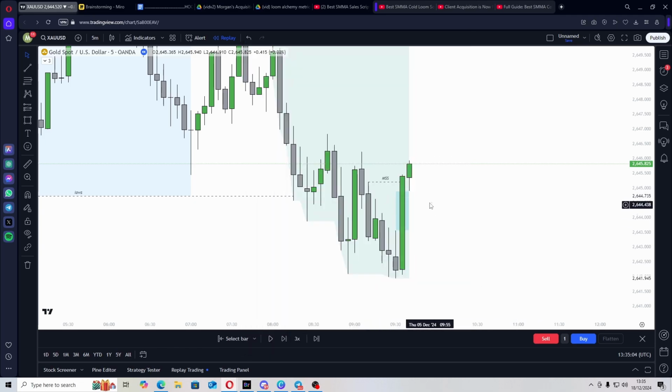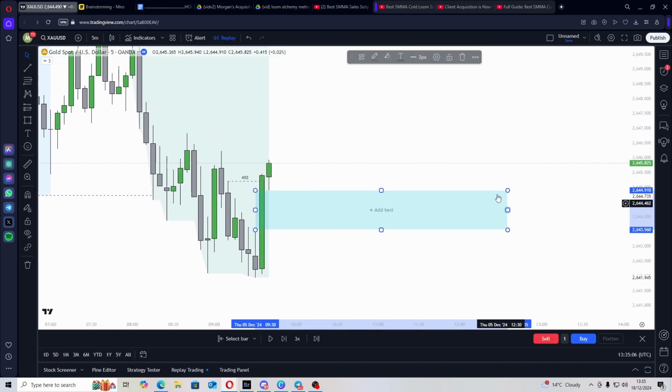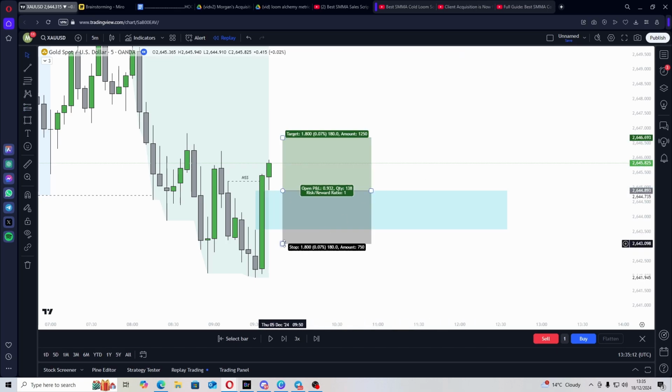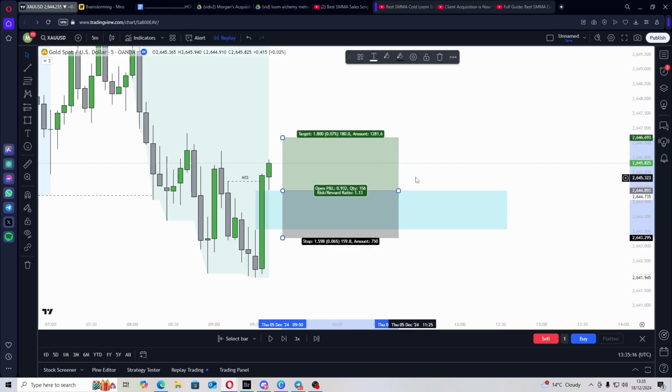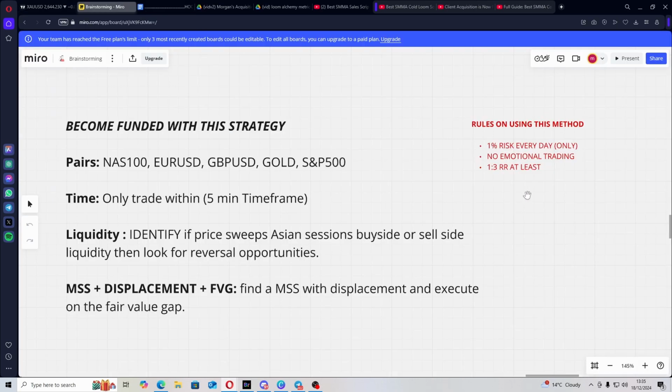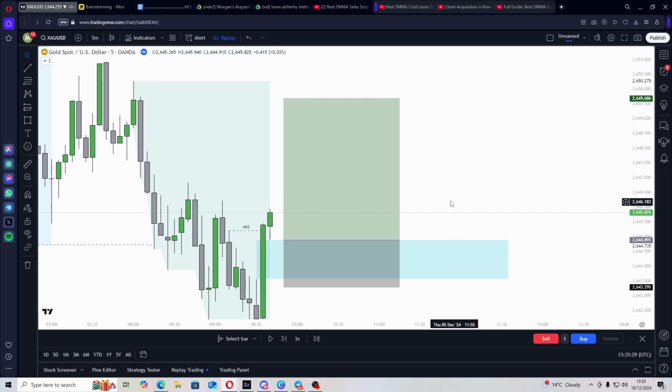Okay, so I'm going to get straight back into it. All you need to do is extend this highlighted area of the FVG, and you can just enter off of here. It doesn't matter if you put a buy limit or a sell limit, you can just enter off of it, and now you can put your risk to reward ratio as 1-to-3. You can see right here, 1% risk every day, no emotional trading, and a 1-to-3 RR at least. Okay, this is exactly what we're going to be aiming for.